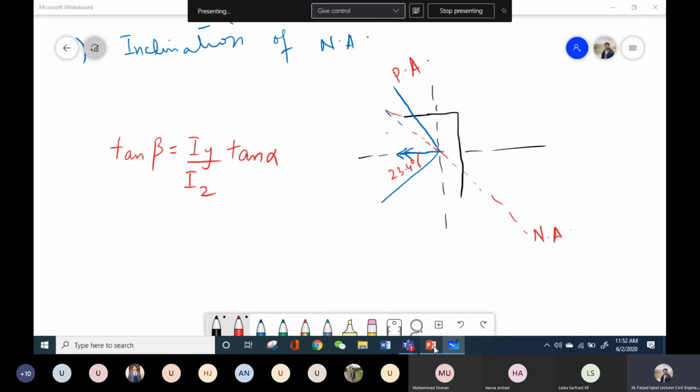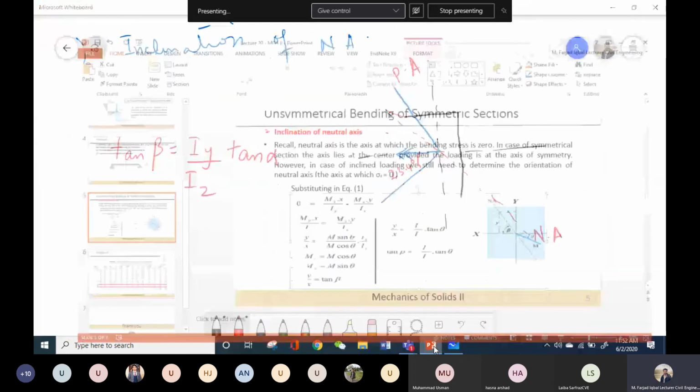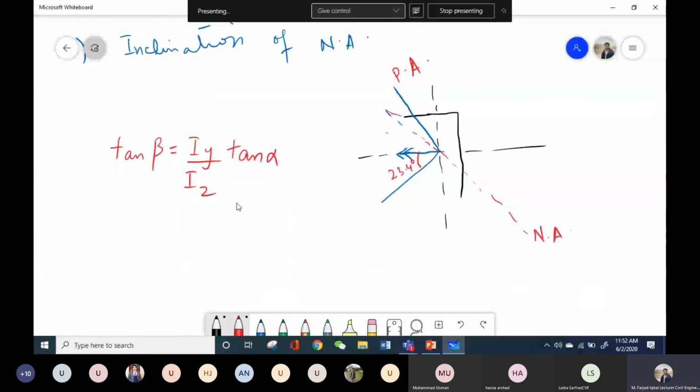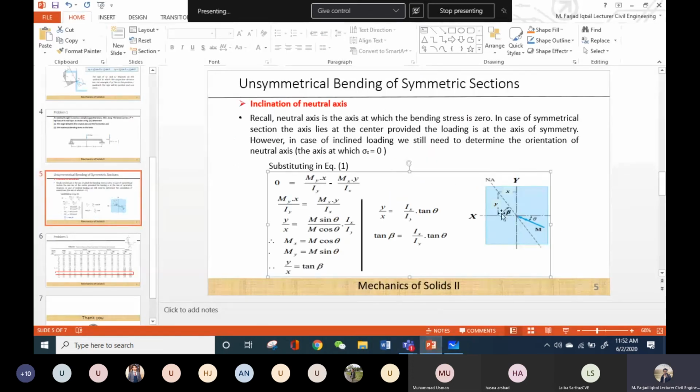So let us look at this figure. Sorry, this is basically, if this is z axis, Iz over Iy. Z is the horizontal axis and Y is the vertical axis. In this figure, this is the Z axis and this is Y axis. So what is the angle beta? Angle beta is basically the clockwise angle from the horizontal axis.